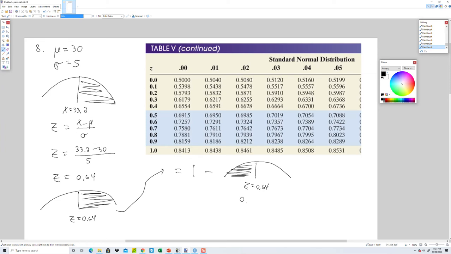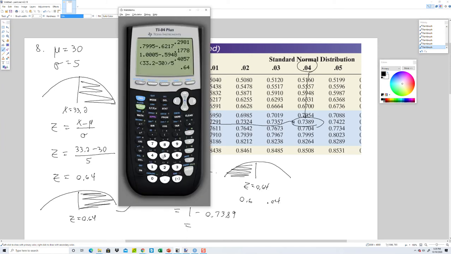Now we're going to look up this number. We'll split apart the hundredths place. So we're going to look at the intersection of 0.6, which is right there, and 0.04, which is right there. And the intersection of those would be 0.7389. So we've got 1 minus 0.7389, and 1 minus 0.7389 is 0.2611.